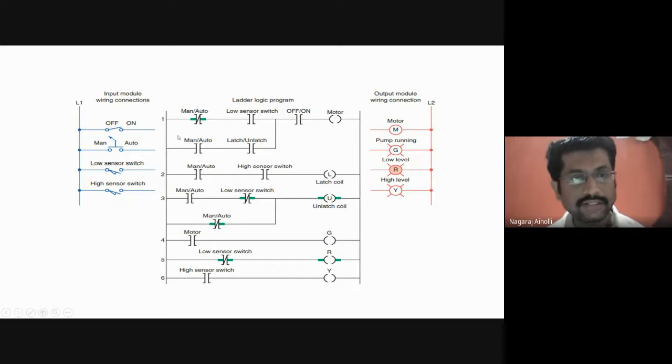Now let us say the manual auto mode. This is the manual or auto mode. Suppose this is normally open, right? That is examine if open, not normally open, examine if open. So this manual or auto switch is in the open state. It is examine if open. This is energized.